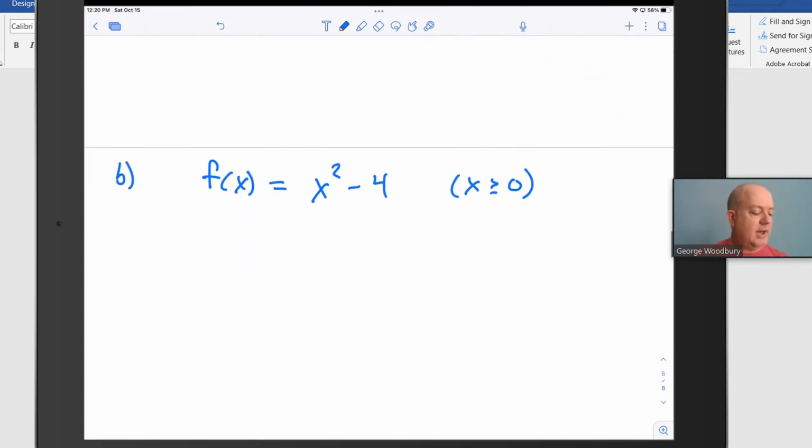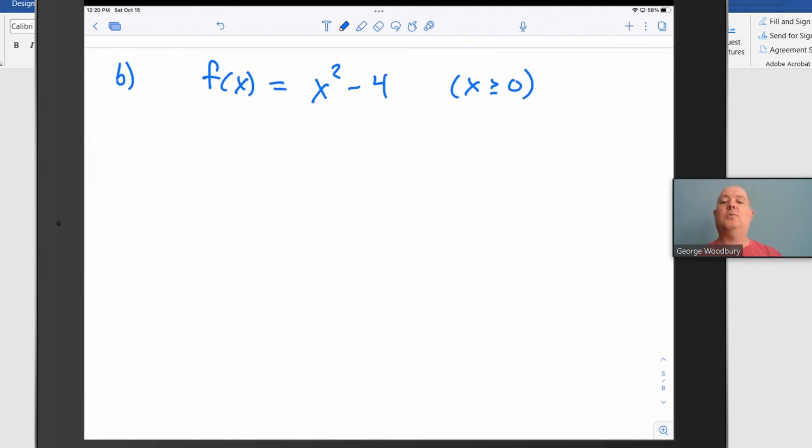Let's try one that is quadratic. I've got f of x equals x squared minus 4, and it's restricted to x being greater than or equal to 0. And that's because if we don't make that restriction, the function is not one-to-one. The graph of x squared minus 4, remember, is a parabola, and that fails the horizontal line test. But if we restrict it to x being greater than or equal to 0, it looks something like that, and that is one-to-one. We can find an inverse function.